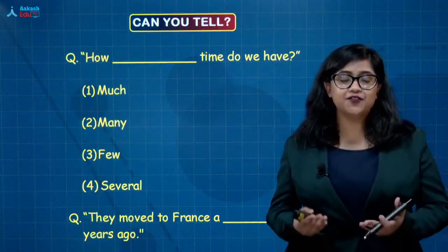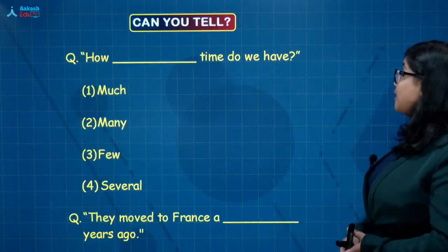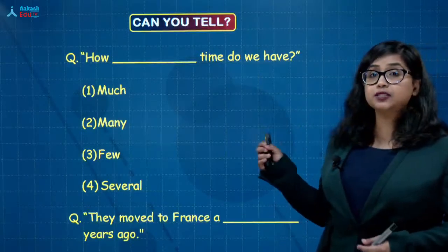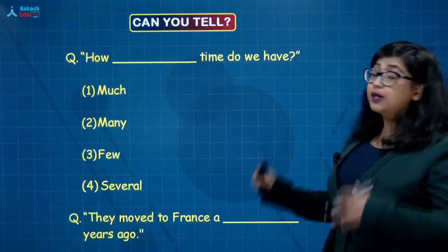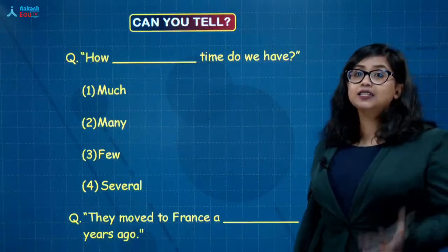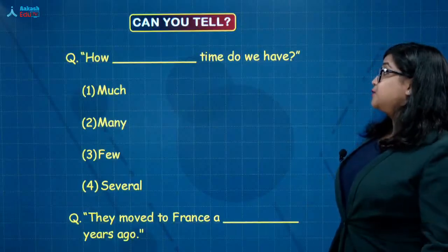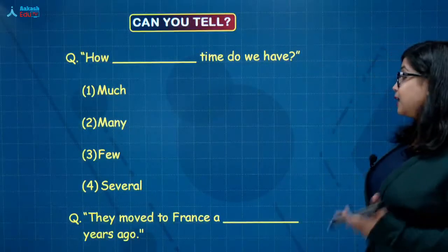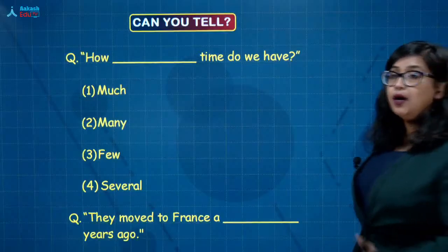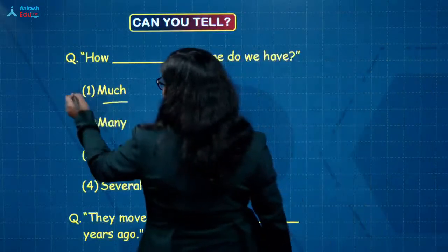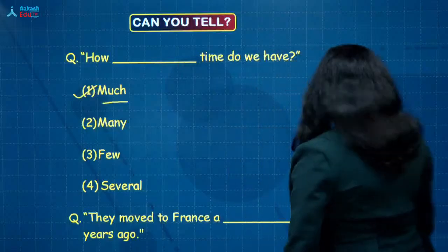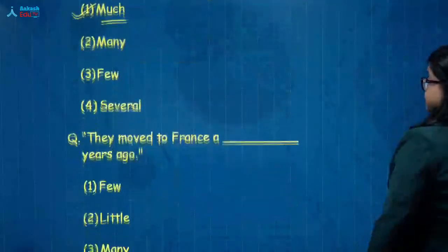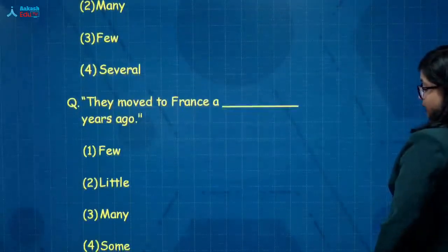Well done guys, excellent job. So here you can see the question says how dash time do we have. So time is an uncountable noun, right? So we will use much. How much time do we have? So the correct answer is option number 1. Well done guys. Moving ahead with the next question.